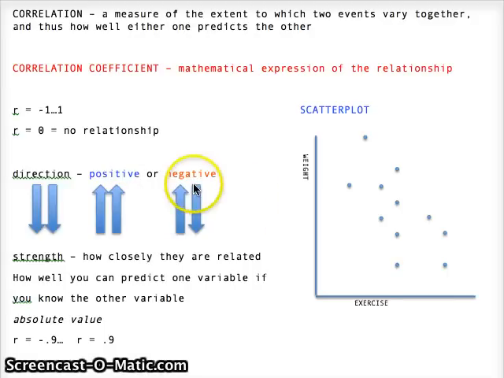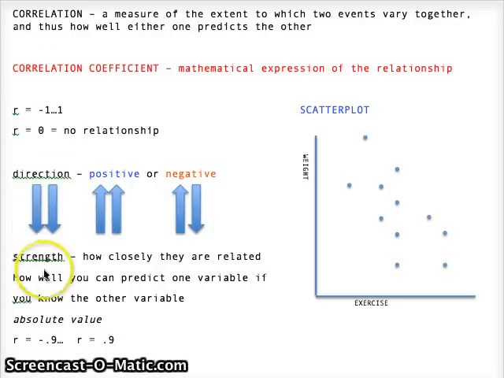But negative correlations are going to be high in one area when they're lower in the other because they move in opposite directions. In your notes, you need to have the definition for correlation, definition for correlation coefficient. It's r. It can be between negative 1 and 1. 0 means no correlation. If it's a positive correlation, they're always going to move together. If it's a negative correlation, they're going to move opposite each other, like weight and exercise.